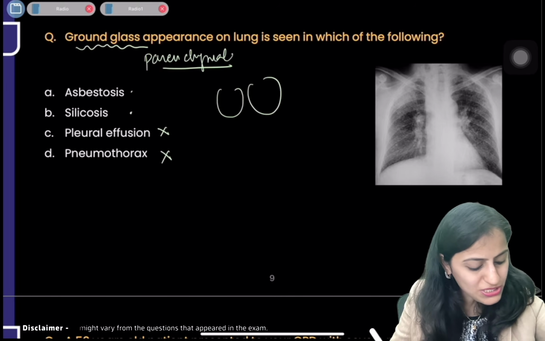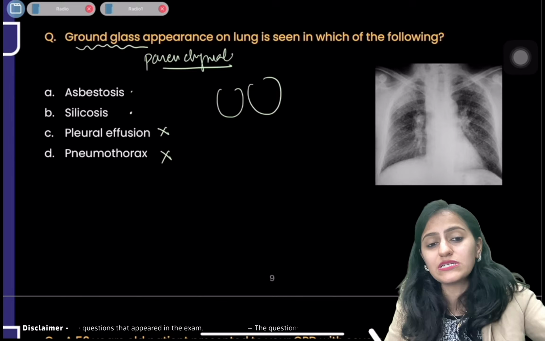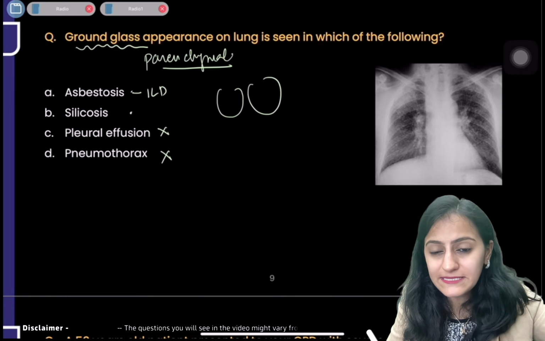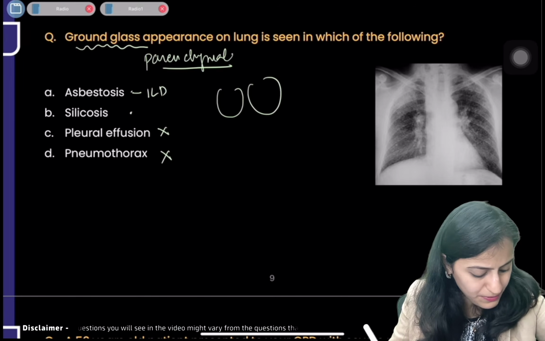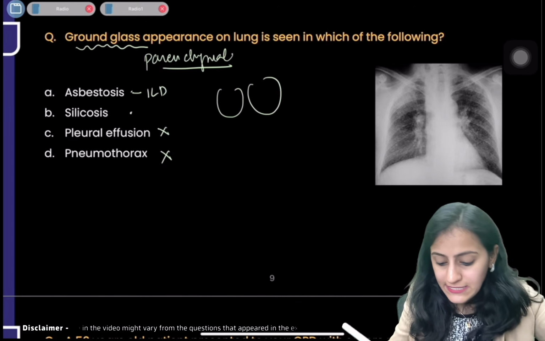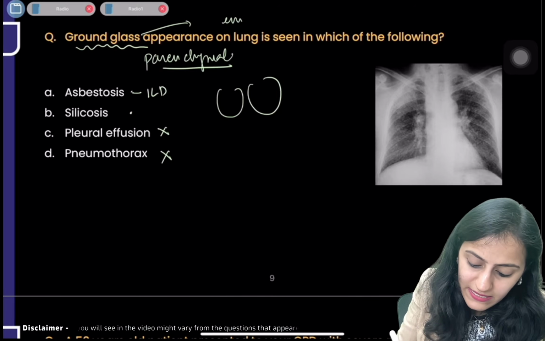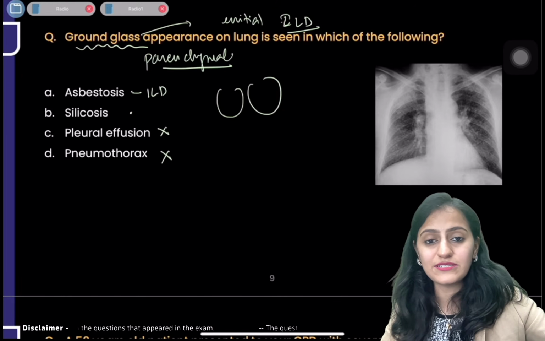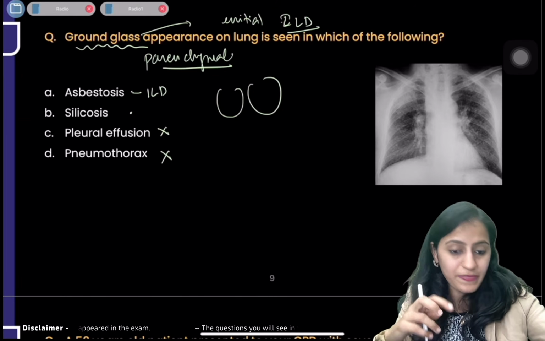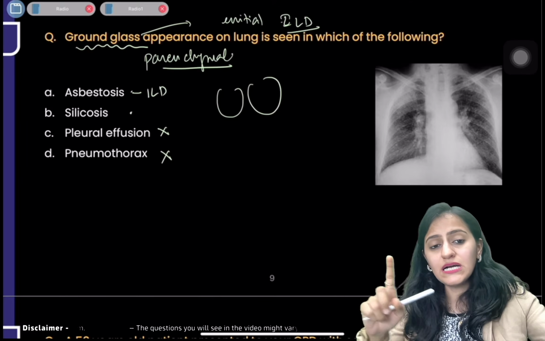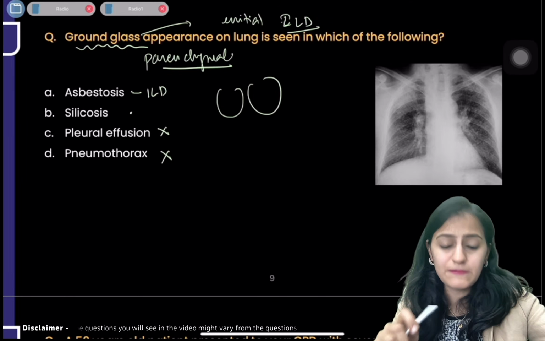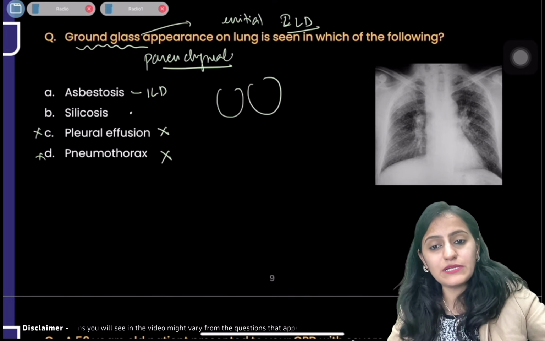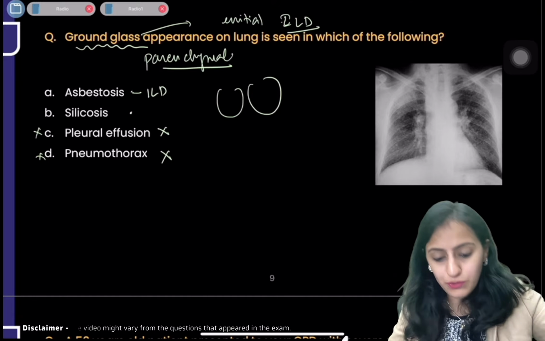Ideally, if these were the options, I'm not sure what were the options. Both of them can show the ground glass appearance. Asbestosis also leads to interstitial lung disease, right? Even that can show the ground glass appearance. So ground glass appearance is also seen in the initial stages of interstitial lung disease. So the idea here is to tell you that ground glass is suggestive of parenchymal pathology. So you rule out the options of pleural effusion and pneumothorax.